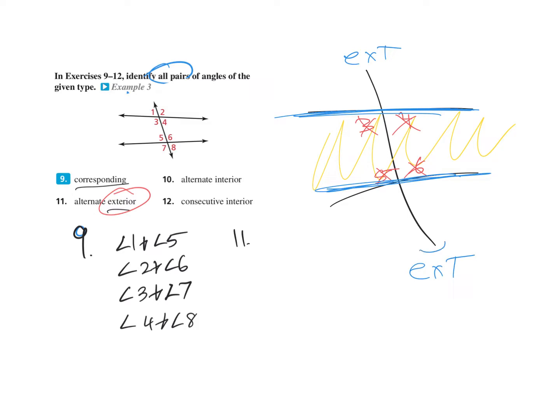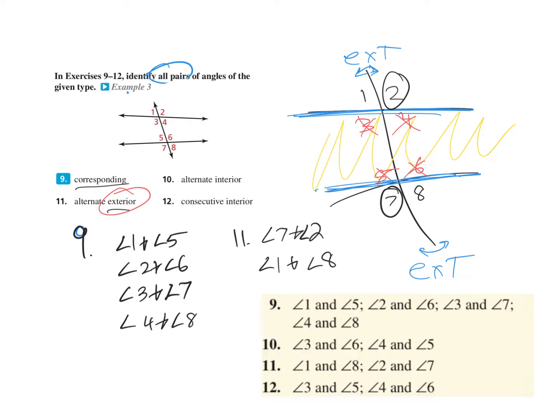Now alternating means on the other side of the transversal. What we don't want to do is say, hey, 7 and 8 are alternate exterior angles. No. Yes, they are both on the exterior side and they are alternating around the transversal. But what they're saying is they want alternating from one intersection to the other intersection. So if we're talking about angle 7, we can't use 8 because it's at the same intersection. So that means we have to use angle 2. So angle 7 and angle 2 are alternate exterior angles, as well as angle 1 and angle 8.